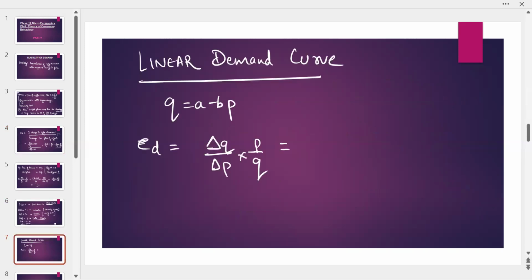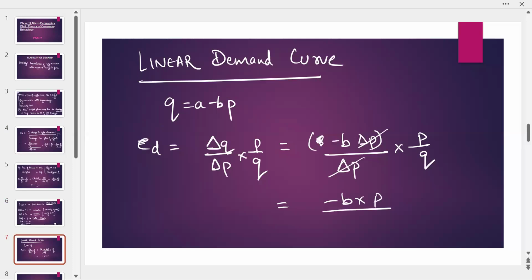Now, what is del Q here? If there's a change in the quantity, it will happen because of minus B del P. Okay, it would be minus B del P upon del P, right, into P on Q. So del P cancels. It would be minus B into P upon Q. We can write Q as A minus BP. So it comes out as minus BP upon A minus BP. All right.